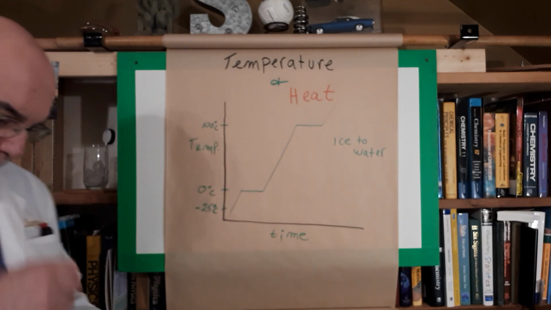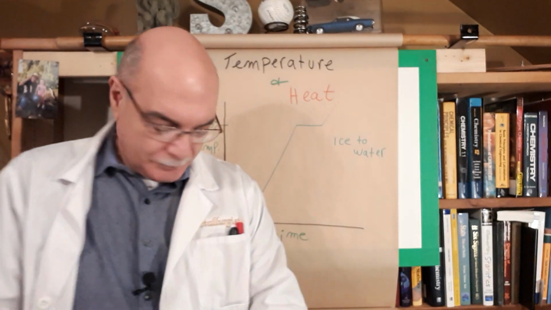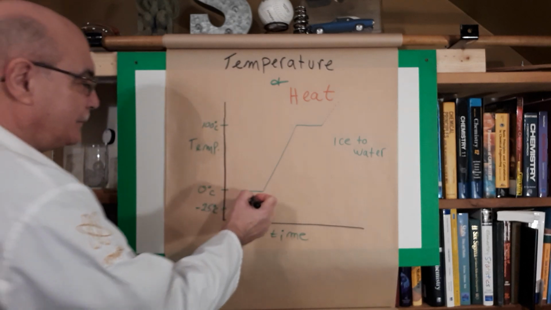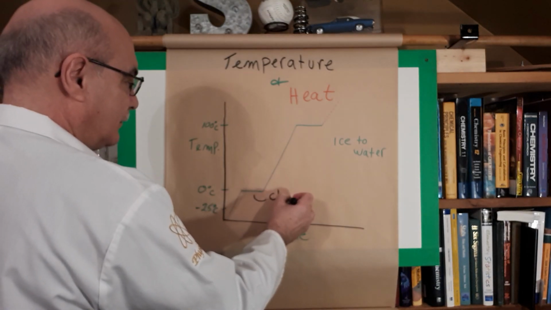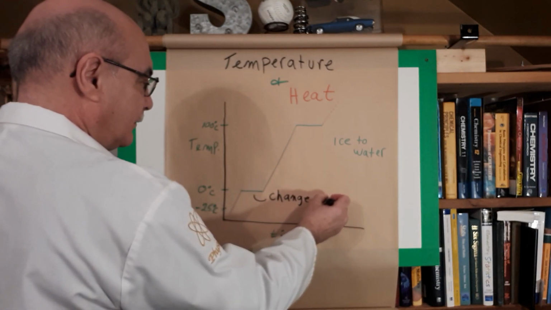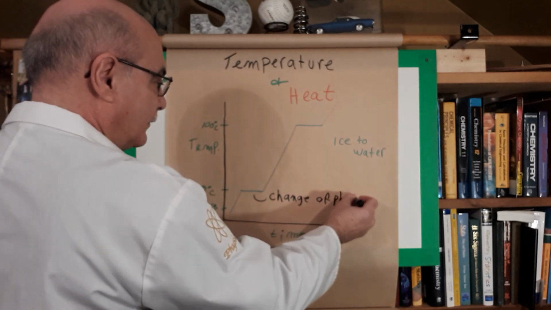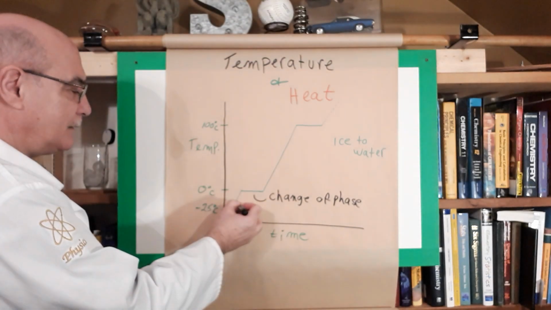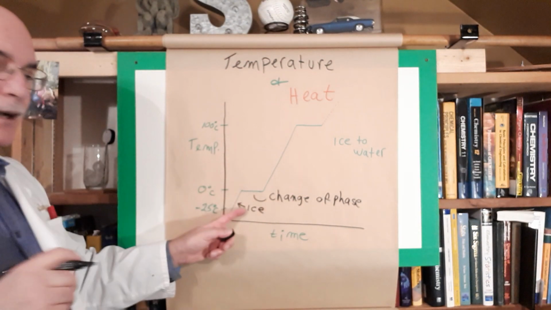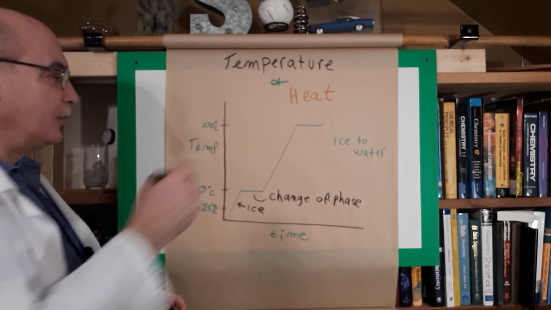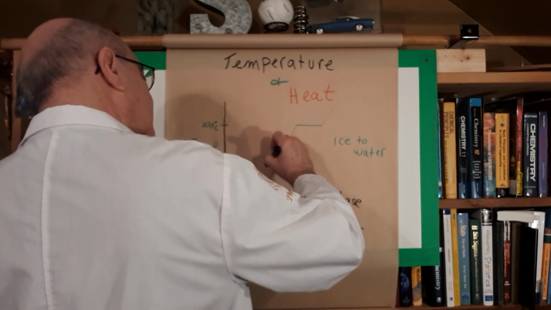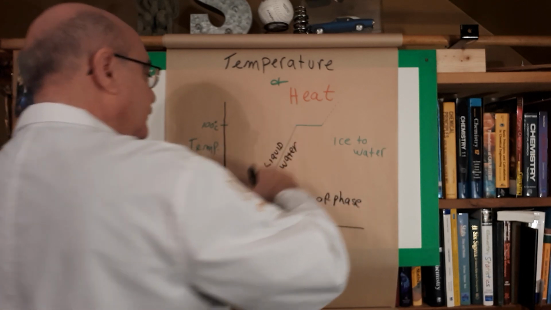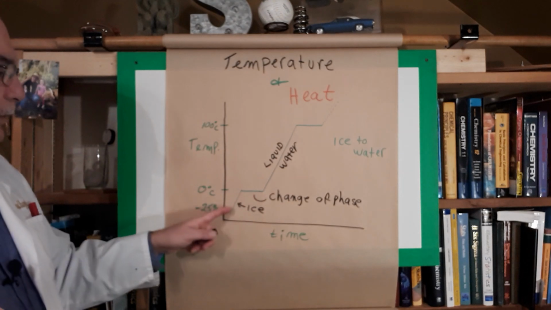Let's write that down. I'll get a marker. What's happening here is a change of phase. This is ice. This plateau right here, that's ice. Now, ice is a solid, and over here we have liquid water. That's liquid water.